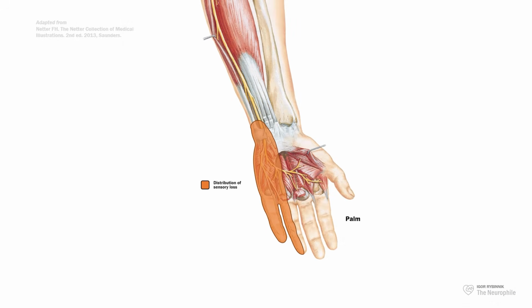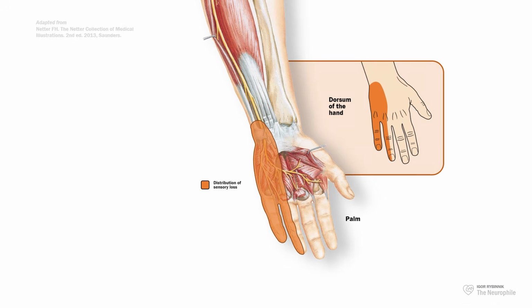The sensory innervation of the ulnar nerve includes the hypothenar eminence, dorsal and palmar ulnar region of the hand, little finger, and ulnar half of the ring finger.